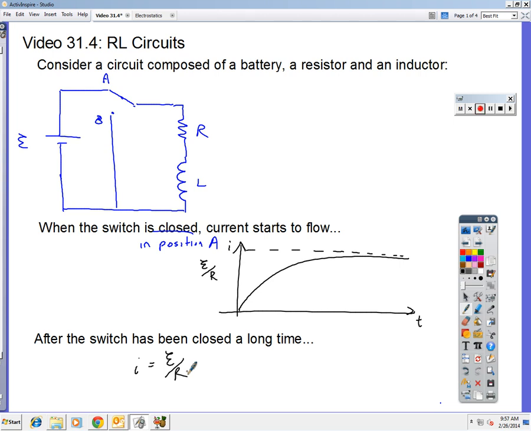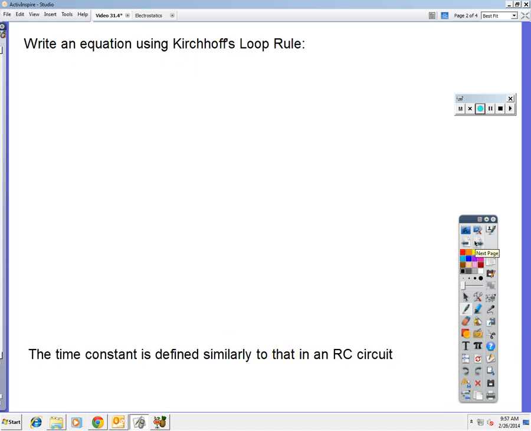And you might guess that mathematically this is going to behave a lot like an RC circuit, and you would be correct. Now to show that, we're going to write down Kirchhoff's loop rule, which is the EMF minus the voltage of the inductor minus the voltage across the resistor equals 0. And this is a differential equation. We're going to solve for I as a function of time. So what we'll end up with is dI/dt equals 1 over L times (EMF minus IR).